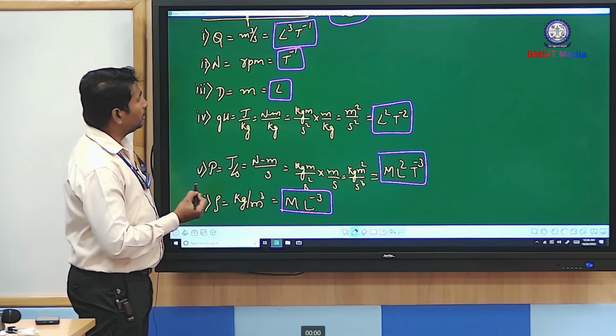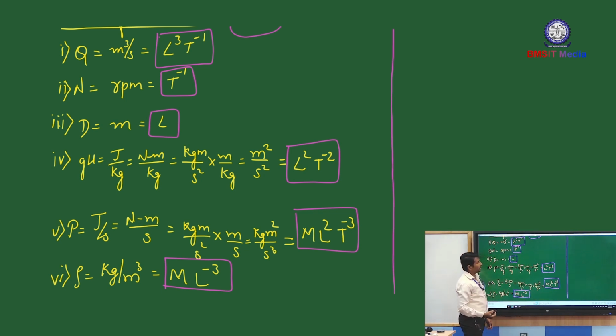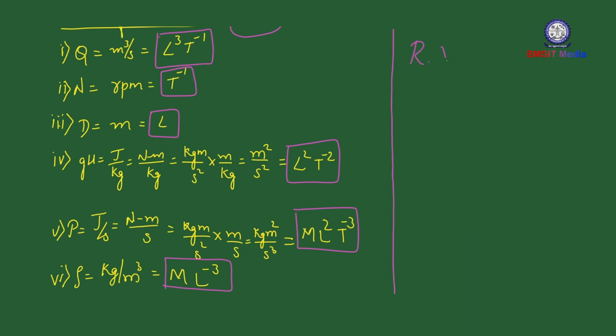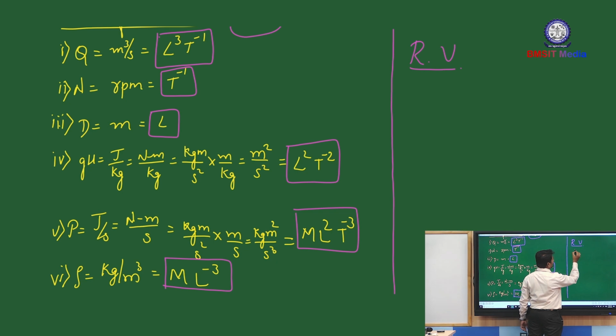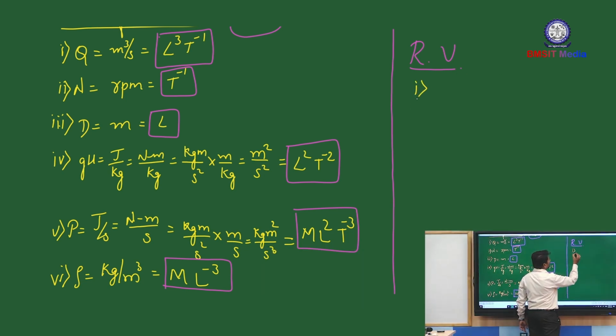So now we will see how to solve the problem. The next step is to categorize the variables as repeating variables. We are going to select the repeating variables. How to select these repeating variables? We select them based on fluid property, dimensional and kinematic. Or we can call it another way: first, geometric variables, second, kinematic variable, third, dynamic variable.